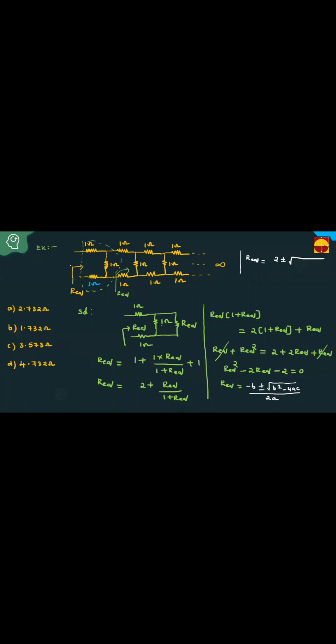Sorry. Then R equivalent equal to 2 plus or minus square root of B square minus 4AC, that is 2 square minus 4A. A is how much? 1. C is minus 2, by 2A, 2 into 1. This coefficient is 1. Then R equivalent equal to 2 plus or minus square root of 4 plus 8, 12, by 2. R equivalent equal to 2 plus or minus 2 root 3 by 2.